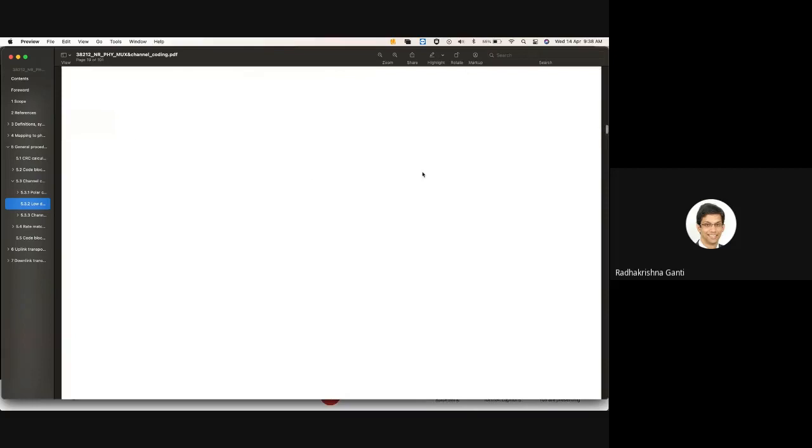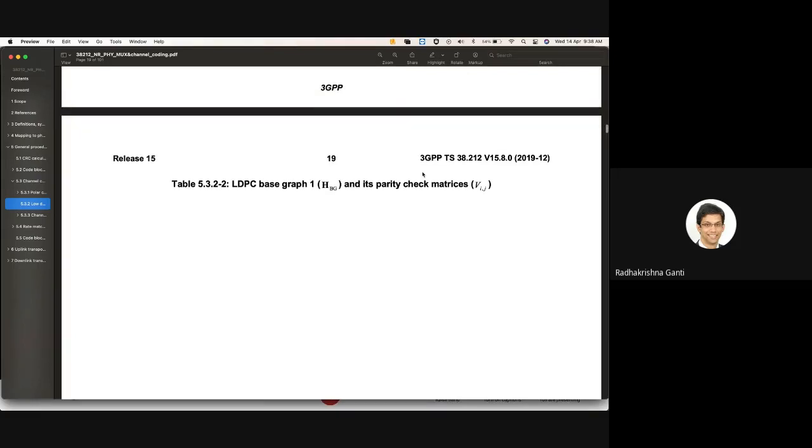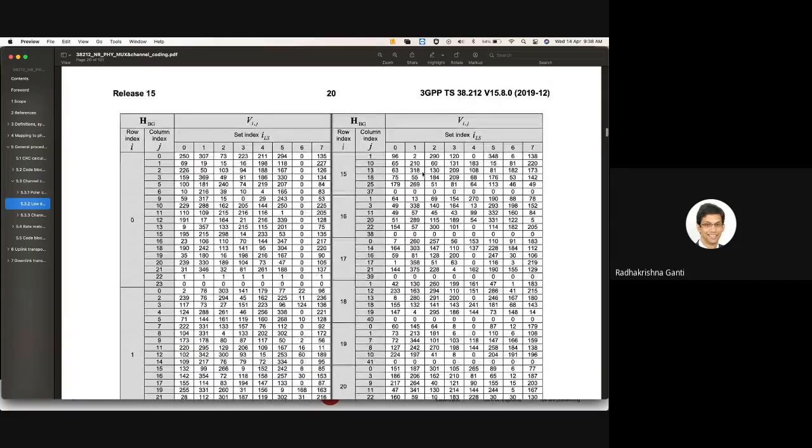Okay, so this is base graph 1C. Essentially, what they put here corresponds to the non-zero elements of your base matrix. They give the row index and the column index. So these are the only non-zero elements of the base matrix.